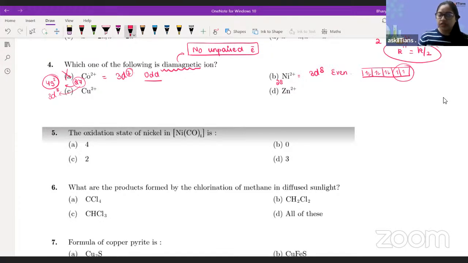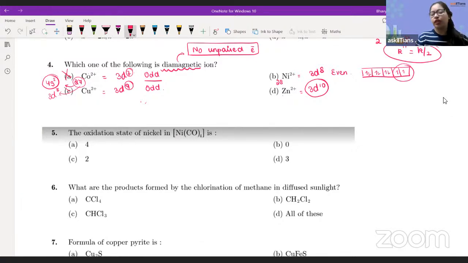Okay. Cu2+ has 3d9 configuration. Since it has 9 electrons, an odd number, we do not even try, because for sure there will be an unpaired electron. But the moment I go to zinc 2+, it has 3d10, fully filled. Total 10 electrons is the maximum, and you already have 10. That means each of the electrons is paired up. So that is my answer.